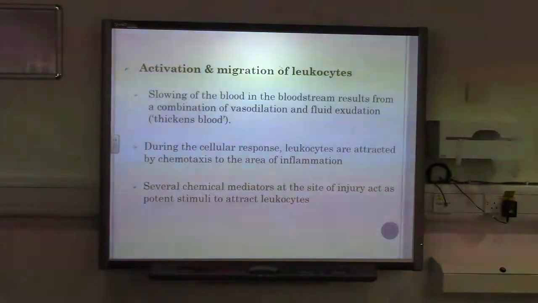So activation and migration of leukocytes, and this is the process of diapedesis, where the leukocytes now form on the capillary walls and then move out through the way we said the blood vessels are now leaky. They can move into the site of injury. So the slowing of blood in the bloodstream results from a combination of vasodilation and exudate. So the blood is essentially becoming thickened, and during this cellular response, the leukocytes, the white blood cells, are attracted by chemotaxis to the area of inflammation. And these, as I say, are vital for removing any foreign material, cell debris that's now present at the wound site.